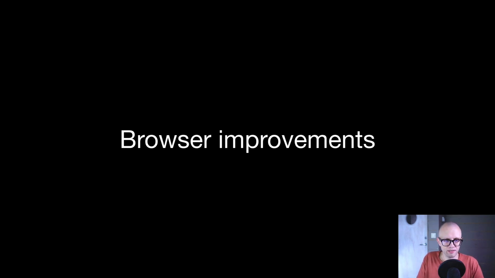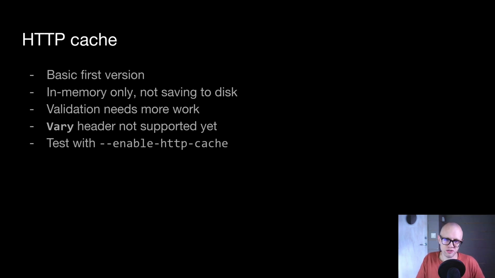So next, I want to talk about some browser improvements we made this month, because although we've been heavily focused on the fork and bringing in third-party libraries, we've also managed to work a bit on the browser engine itself, of course. So I implemented an HTTP cache this month. It is a basic first version of an HTTP cache, so it's in memory only. We're not saving downloaded stuff to disk yet. That's going to be fantastic once we do it.